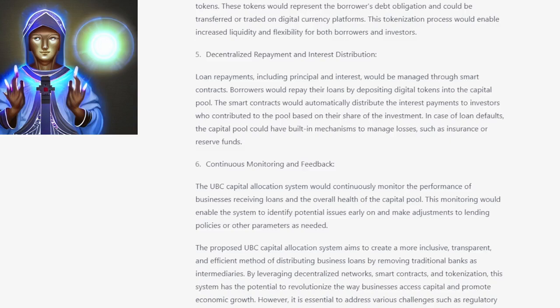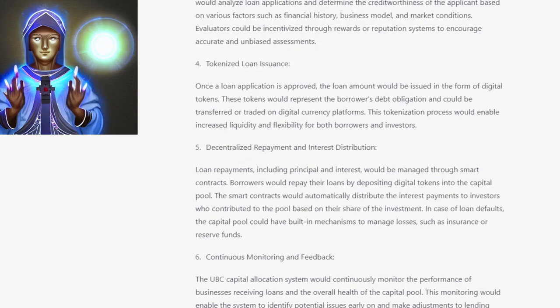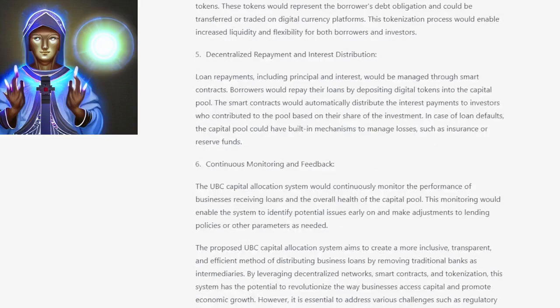Tokenized loan issuance. Once a loan application is approved, the loan amount would be issued in the form of digital tokens. These tokens would represent the borrower's debt.